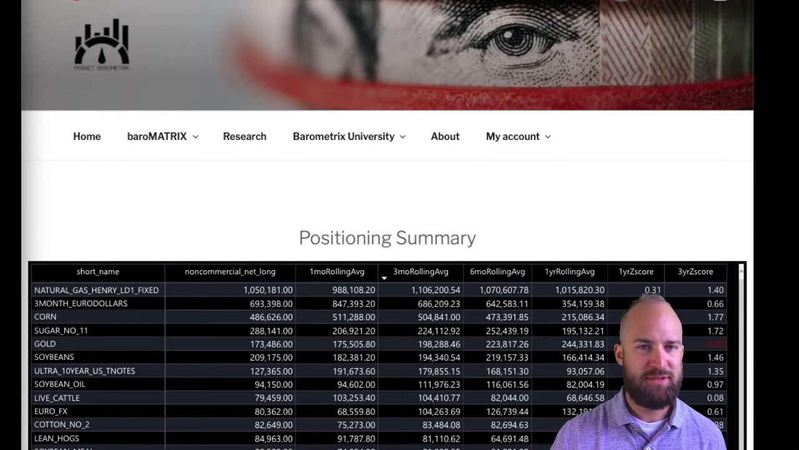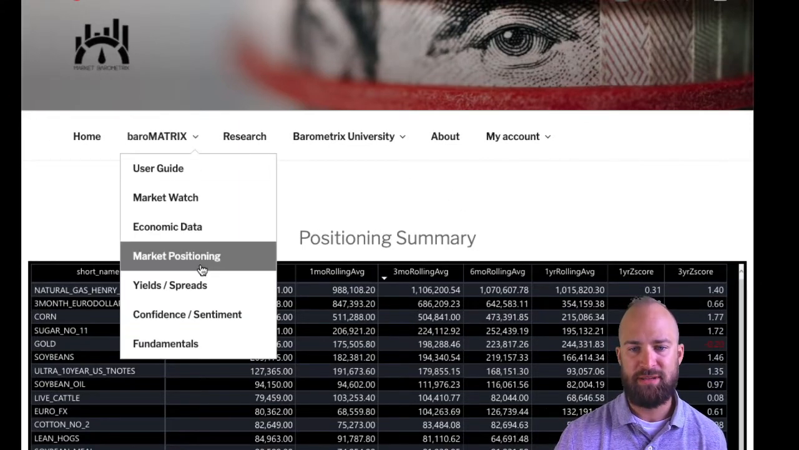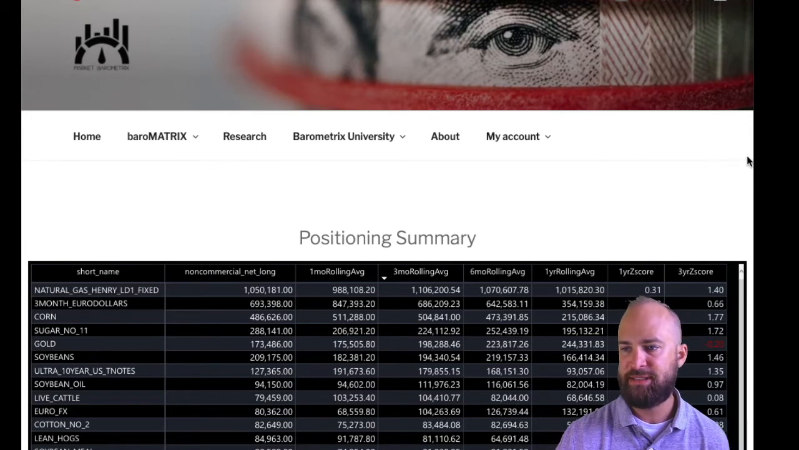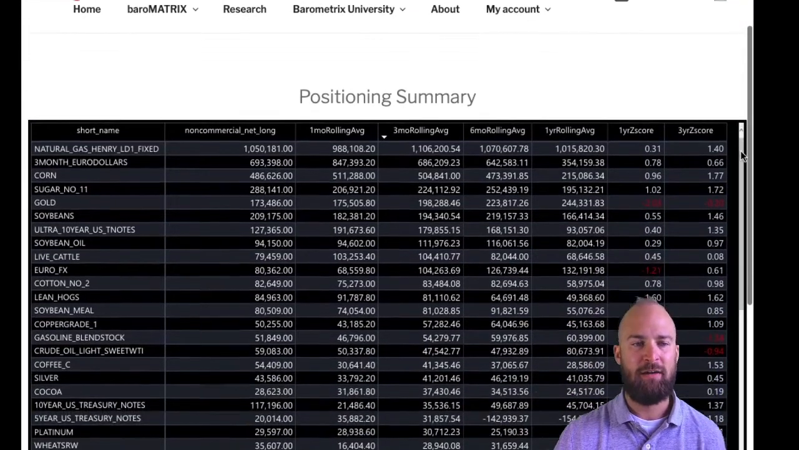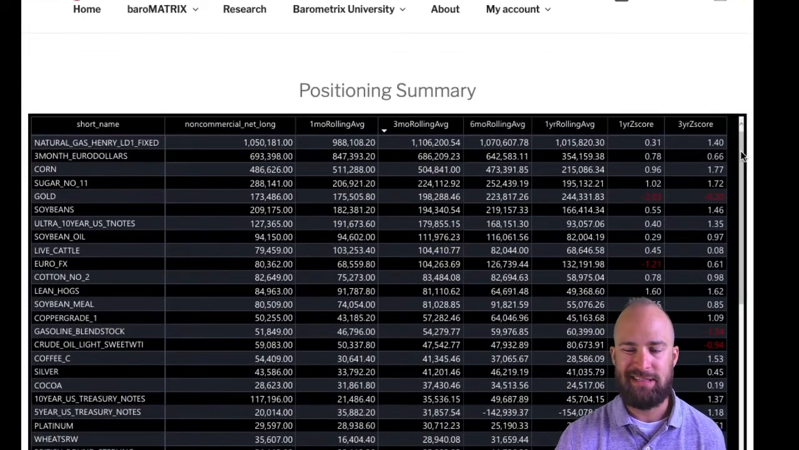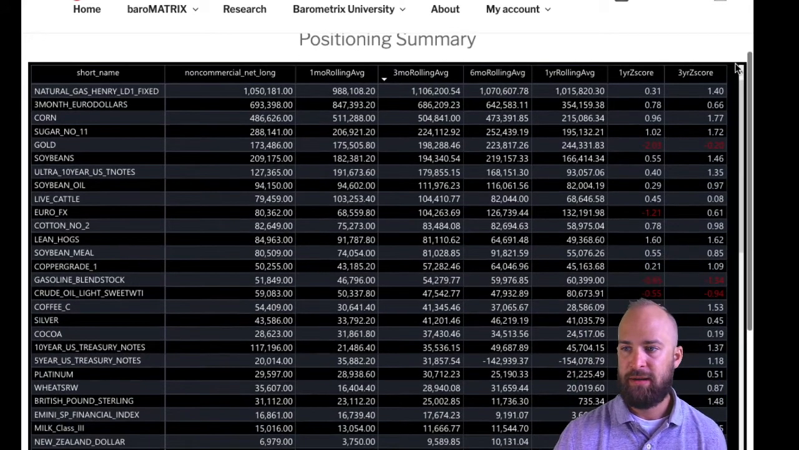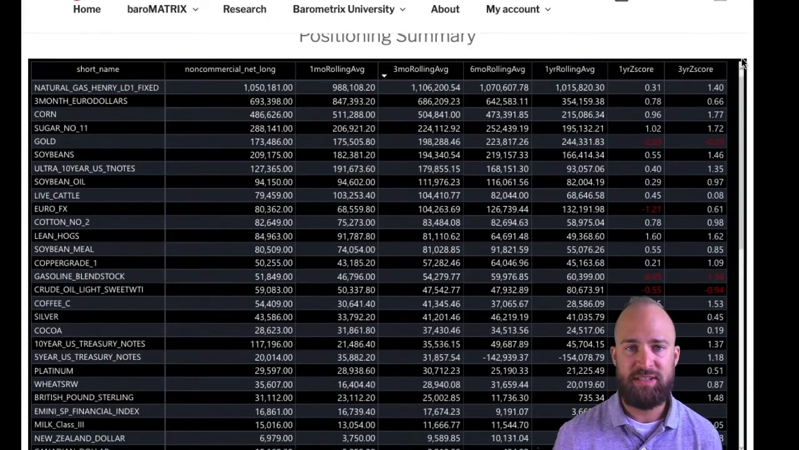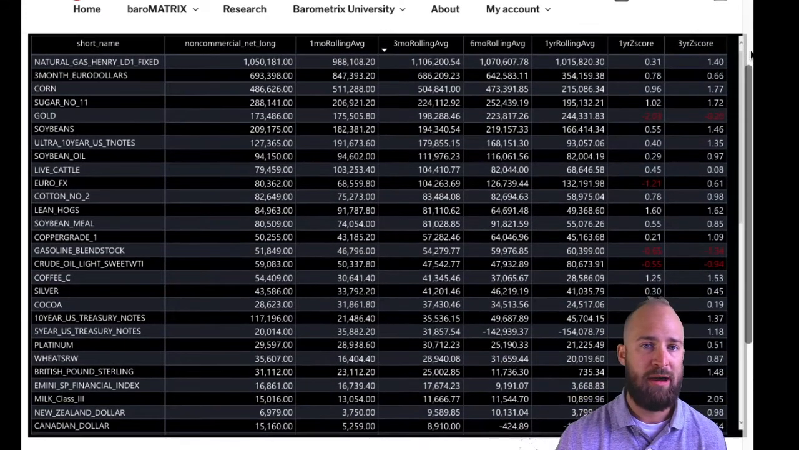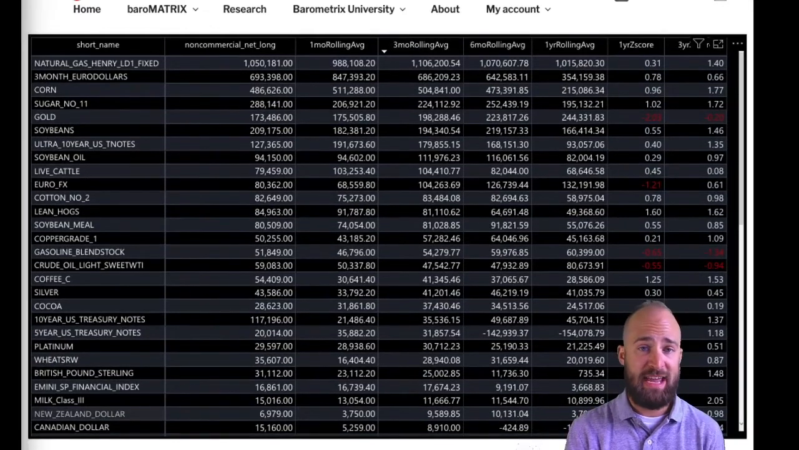Next up, I wanted to do something a little different and hop over here into the market positioning tab of the BaroMATRIX, get an idea of what the market consensus is leaning into, what they're getting net long and net short. So this looks at the CFTC Commitment of Traders report, which is a weekly report put out on Tuesdays, and it gives us an indication of how the market is positioned in a variety of underlying assets.